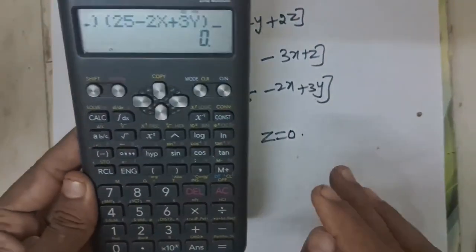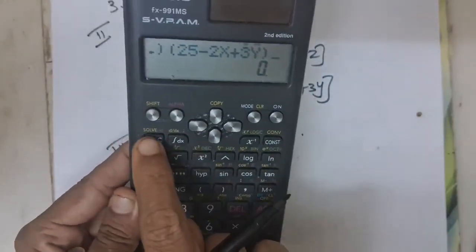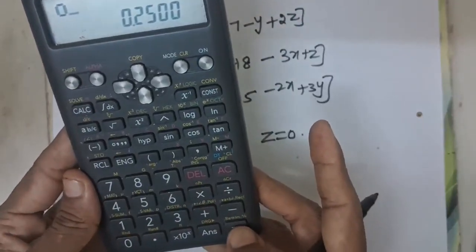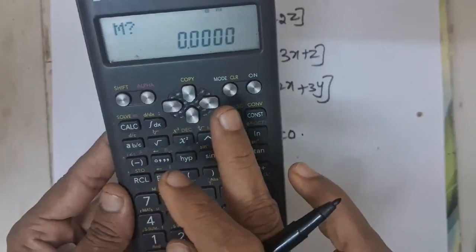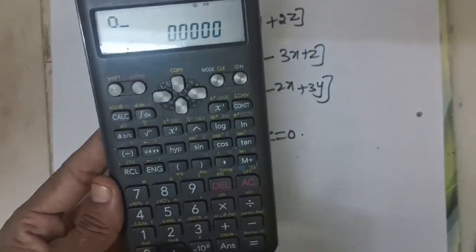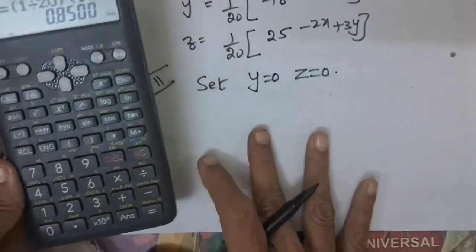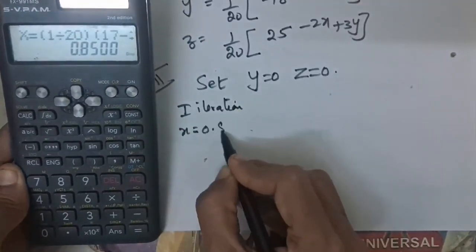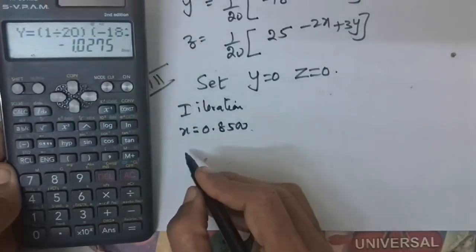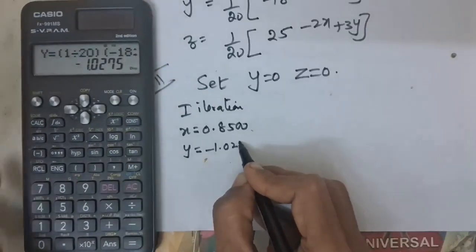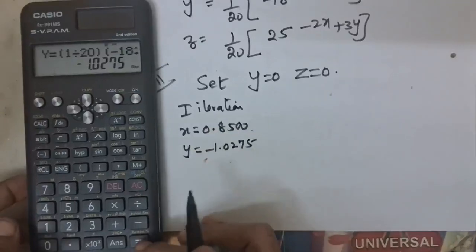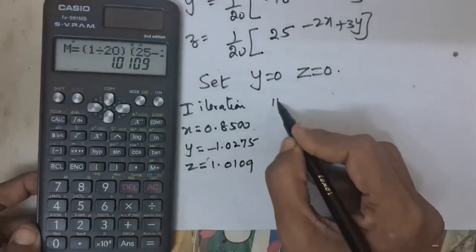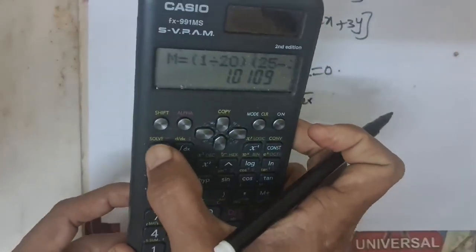Now we have fed everything. Now if you press calc, it will ask for y value. So y is what? 0. Press equal to, it will ask for m. M means what? Z. So we are substituting z as 0. So it will give the first iteration. So first iteration, x takes the value 0.8500, then press equal to, it will give y value as minus 1.0275. Then if you press equal to, it will show z as 1.0109.